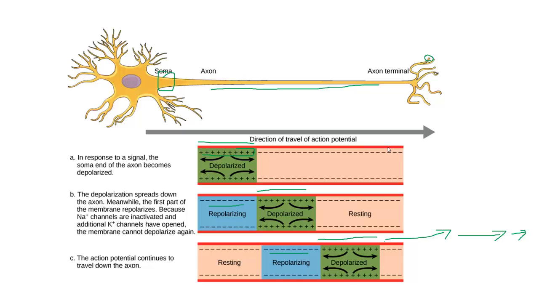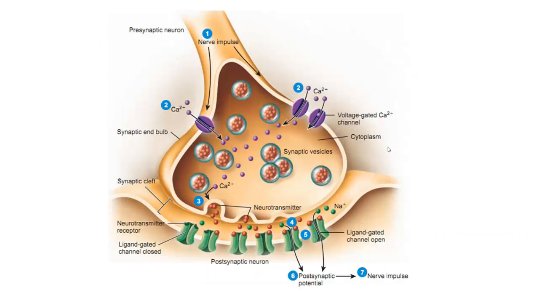So what happens to this action potential when it reaches the synaptic end bulb? The action potential cannot jump the synaptic cleft. You might recall the term synaptic cleft from our neuromuscular junction. So when the nerve impulse comes down the axon terminal and it reaches that bump, the bump is referred to as the synaptic end bulb.